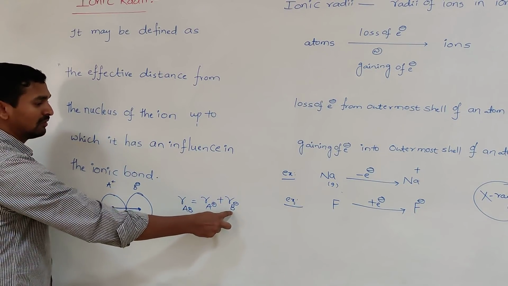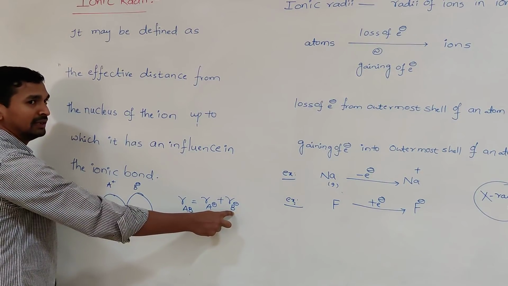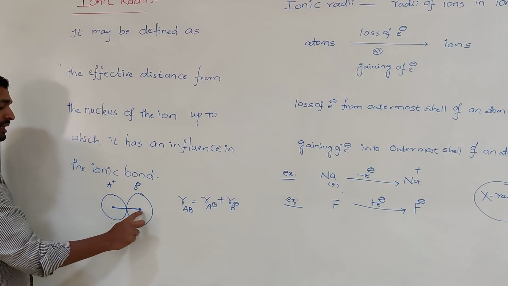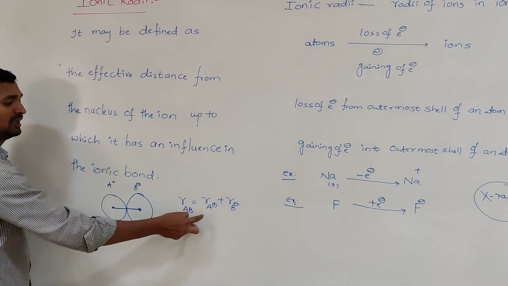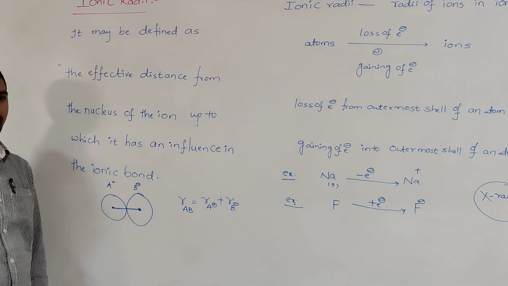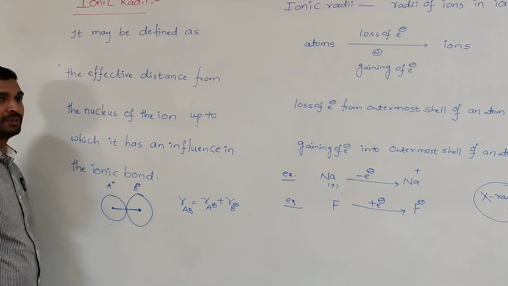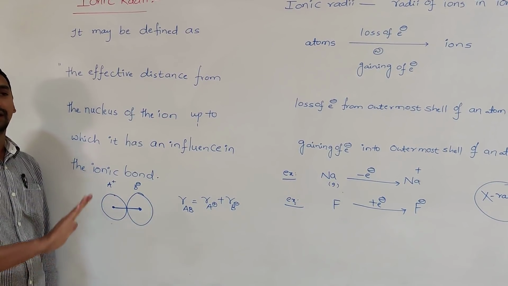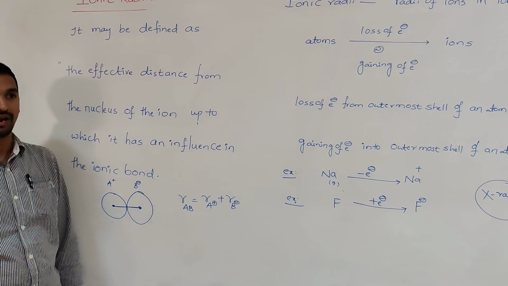Suppose you know the value of Rb minus, the radius of the anion. You can substitute that value and subtract it from the internuclear distance of the two ions, and then we get the radius of the cation. That means unless we know the value of any one of the radii, either the cation or the anion, it is not possible to determine the radius of the other ion.